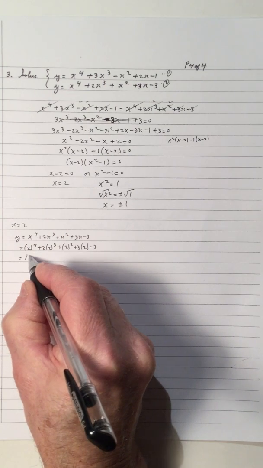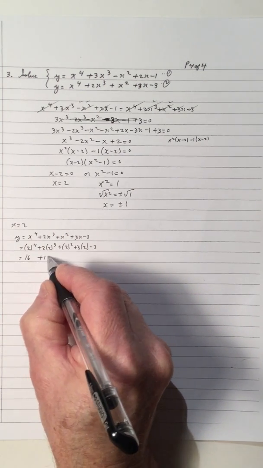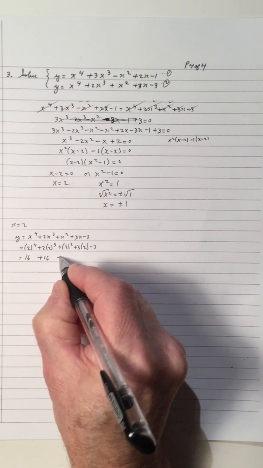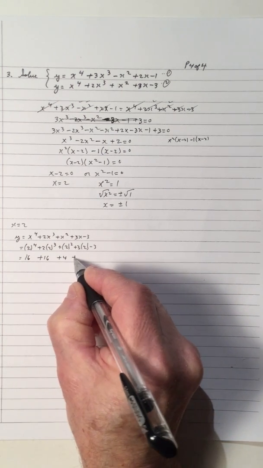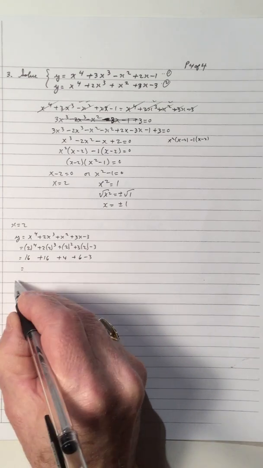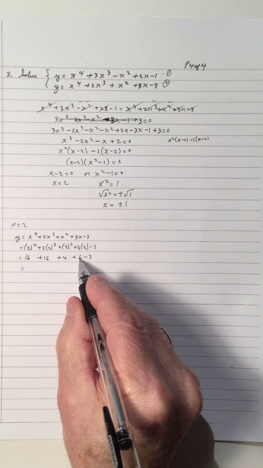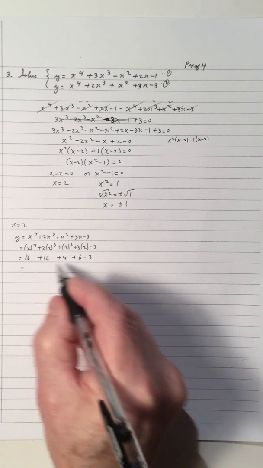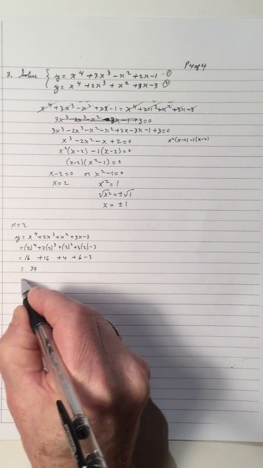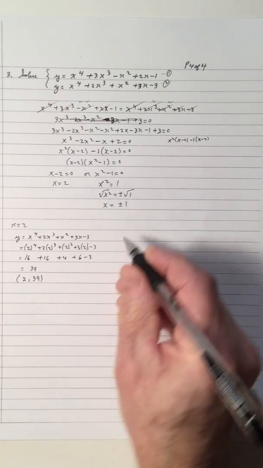And 2 to the fourth is 16. 2 cubed is 8, times 2 is 16. 2 squared is 4. 3 times 2 is 6, minus 3. And so when you plug in a 2, you add all that up, you get 42 minus 3 is 39. So that's when x is 2, we have a 39.